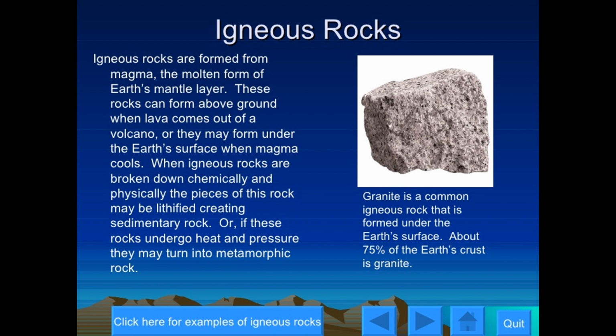About 75% of the Earth's crust is granite. Igneous rocks are formed from magma, the molten form of Earth's mantle layer. These rocks can form above ground when lava comes out of a volcano, or they may form under the Earth's surface when magma cools. When igneous rocks are broken down chemically and physically, the pieces of this rock may be compacted, creating sedimentary rocks, or if these rocks undergo heat and pressure, they may turn into metamorphic rock.